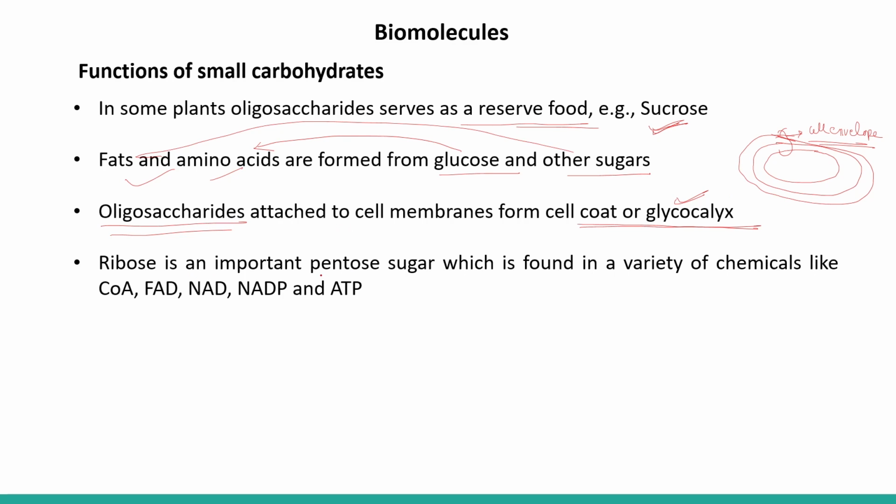Ribose is an important pentose sugar which is found in a variety of chemicals like coenzyme A, FAD, NAD, NADP, and even ATP. So this is the 5-carbon structure that is present in different types of chemicals in plant as well as animal cells.